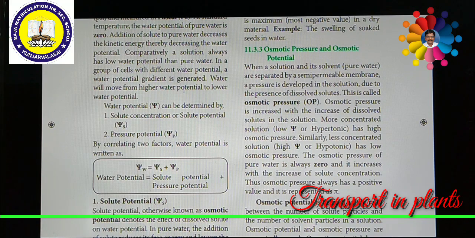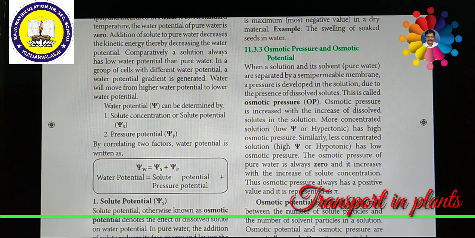What is diffusion pressure deficit? A pure solvent, that is hypotonic, has higher diffusion pressure. So pure water or a hypotonic solution always has higher diffusion pressure. If you add solute to the pure solvent, it lowers its diffusion pressure, that means the diffusion pressure decreases. The difference between the diffusion pressure of the solution and its solvent at a particular temperature and atmospheric pressure is called diffusion pressure deficit, DPD.